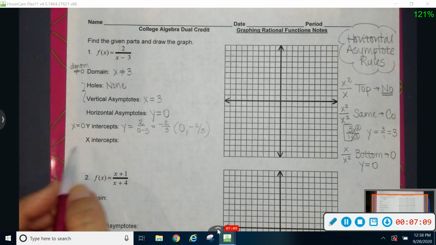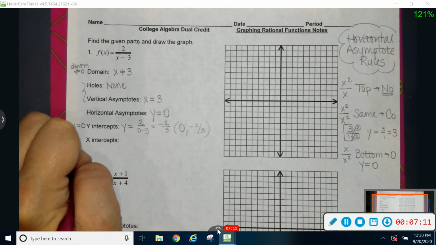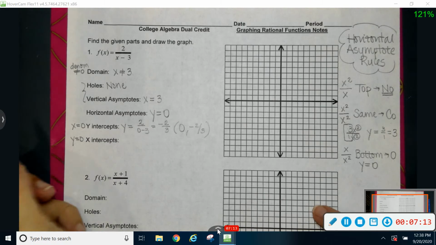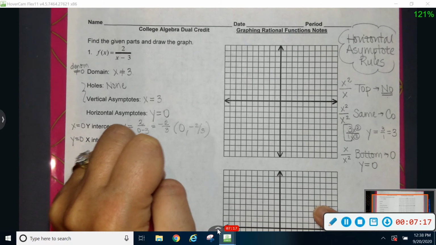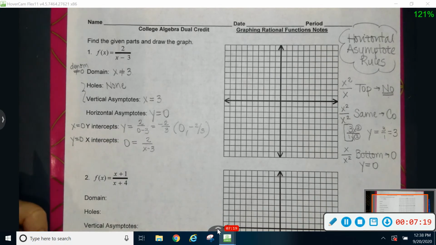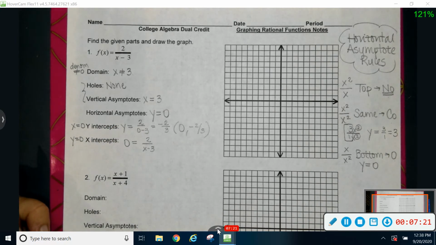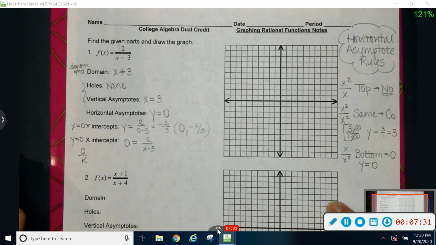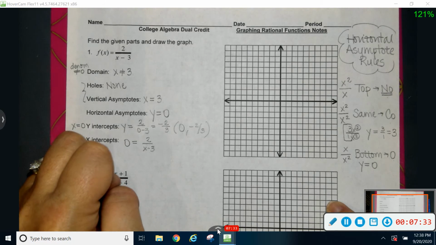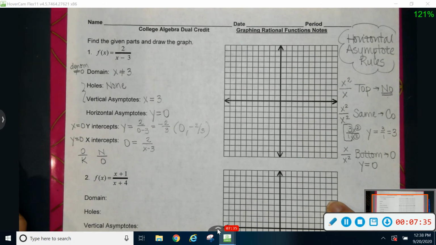X-intercept then is the value of x when y is 0. This one's always a little bit harder because that means I have to set my entire equation equal to 0 and solve for x. But here's the thing about a fraction. We talked early on in this course about when a fraction is equal to 0. We either had that it was okay to have a 0 on the top, or it was not okay to have a 0 on the bottom.